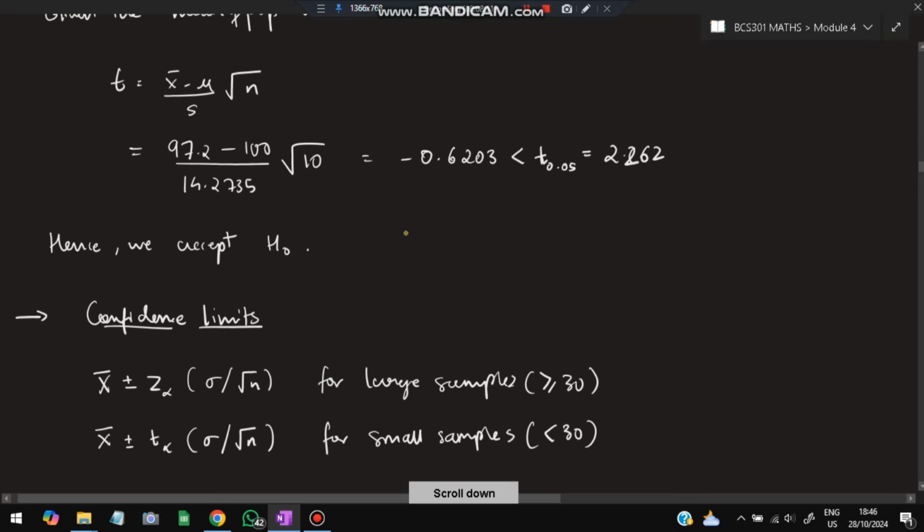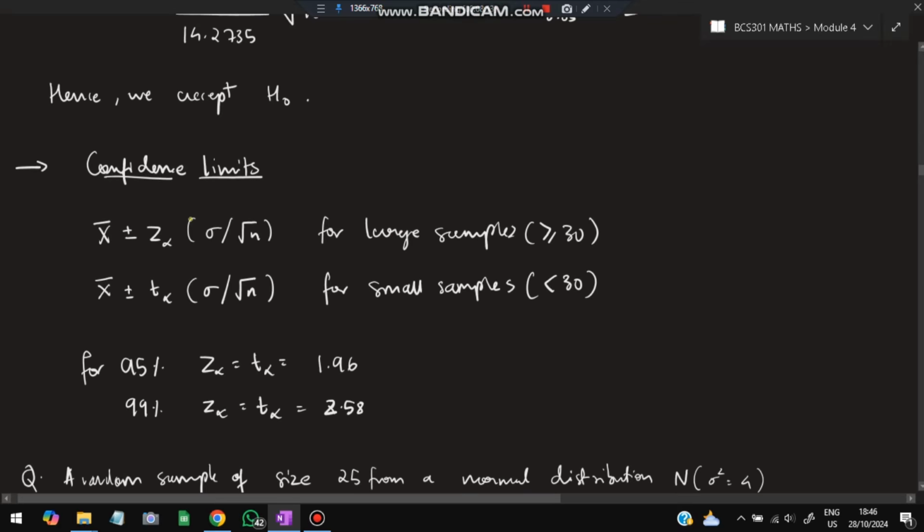Okay, going to the next topic, we have the confidence limits. Confidence limits will be given with an equation. The question will be given wherein we have to calculate the confidence limits. They will specifically mention it in the question, so don't worry about that. Now there are two types: one is large sample, one is small sample.